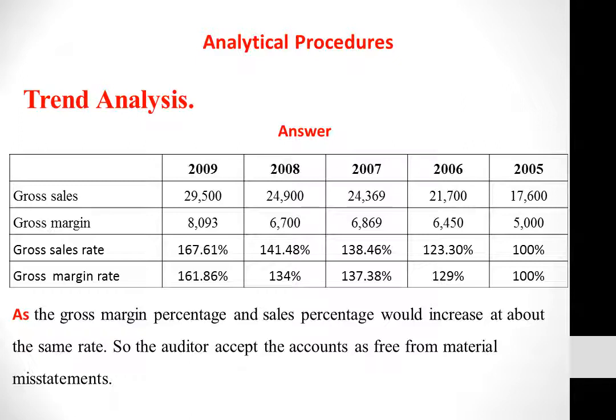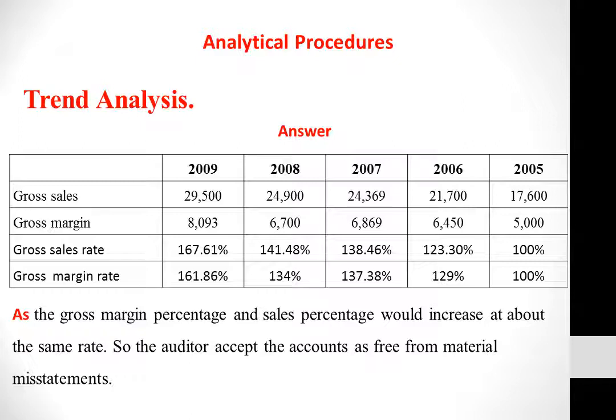The rate of gross sales in 2006: 21,700 divided by 17,600 gives us 123.30%. Then 24,369,000 divided by 17,600 gives us 138.46%. 24,900 divided by 17,600 gives us 141.48%. 29,500 divided by 17,600 gives us 167.61%. Check these rates from 2005 to 2009.